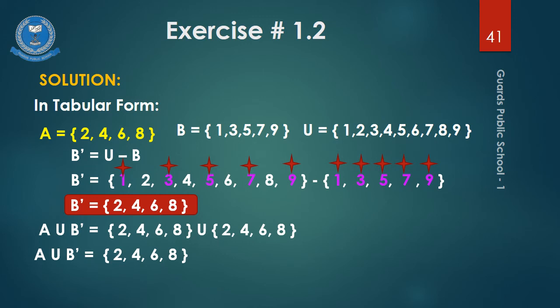Pay attention here, this set 2, 4, 6, 8 is equal to set A. Yes, in tabular form it is mentioned that this is equal to set A. So finally I can write A union B complement is also equal to set A, and this is the required answer.